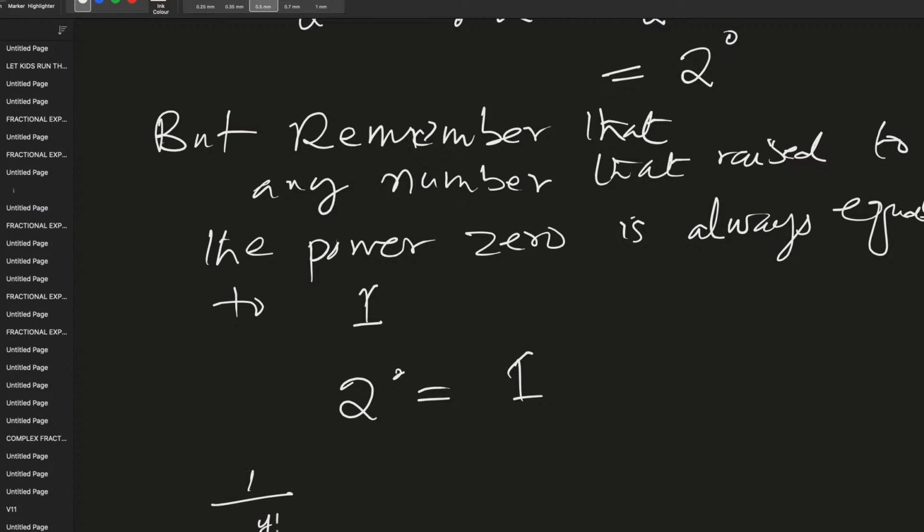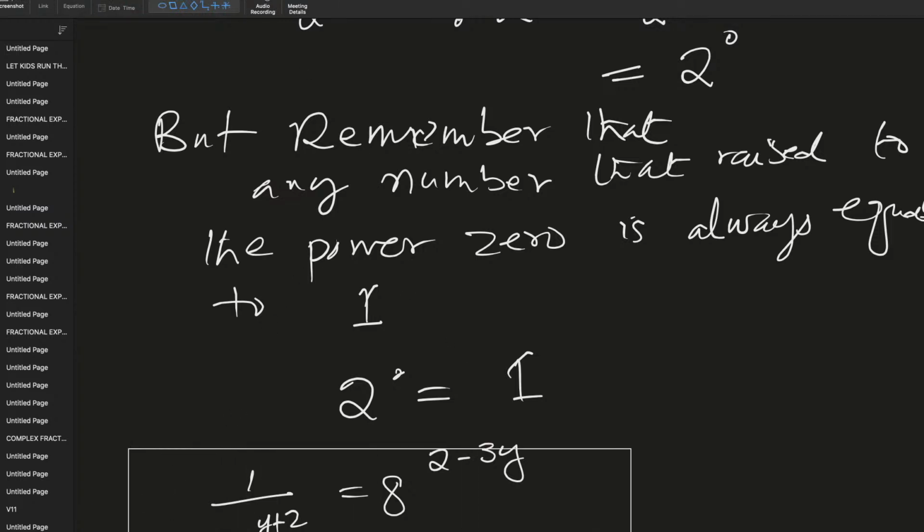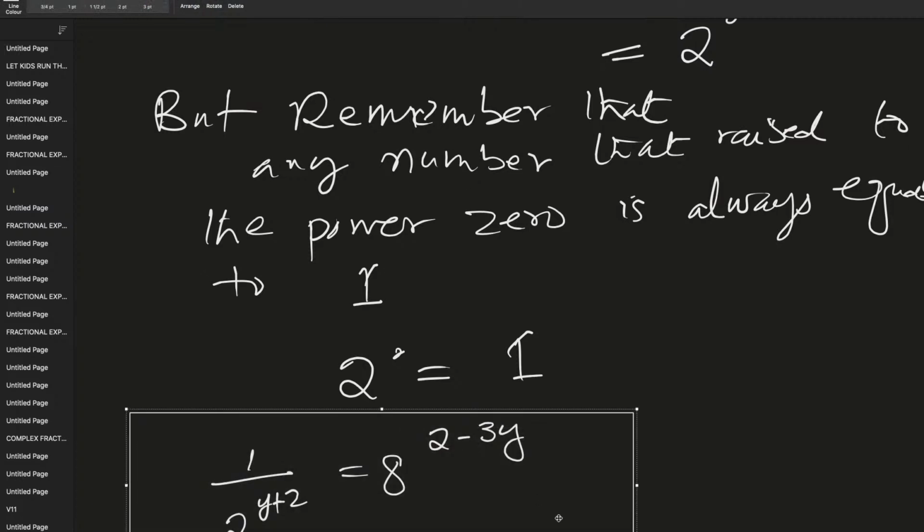Our equation now will become 1 raised to the power 2 raised to the power y plus 2 is equal to what? 8 raised to the power 2 minus 3y. You see? Now we have been able to resolve the equation by breaking it down further. Let me highlight it so that we see how it looks. So now this is the solution in a certain way. We have broken it down.